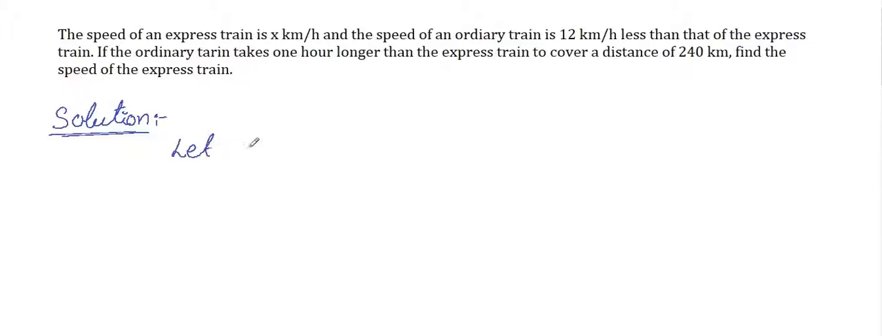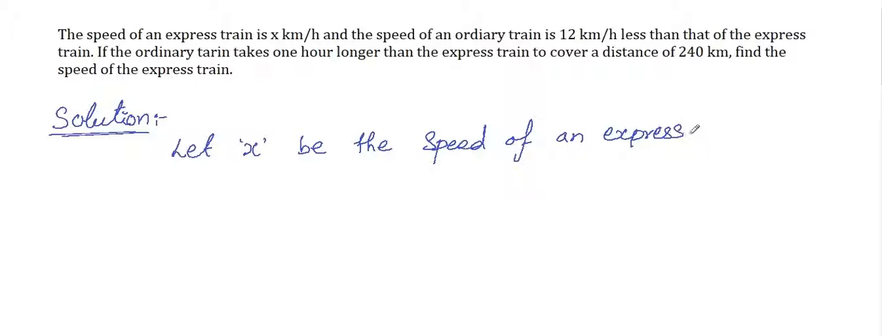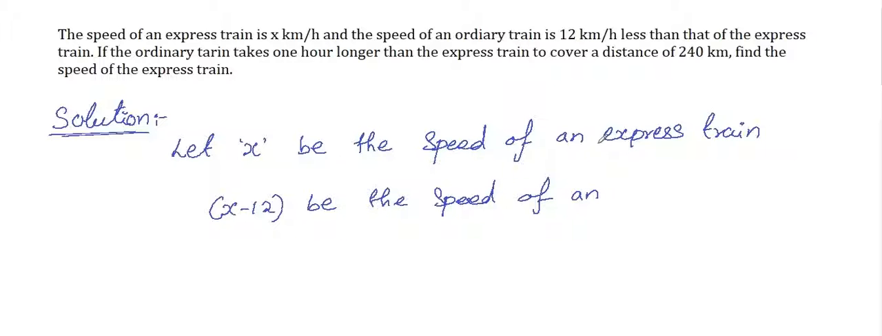So let's assume x be the speed of an express train and x minus 12 be the speed of an ordinary train, because the ordinary train speed is 12 kilometers per hour less than the express train speed. So x minus 12 is the speed of the ordinary train and the distance is 240 kilometers.